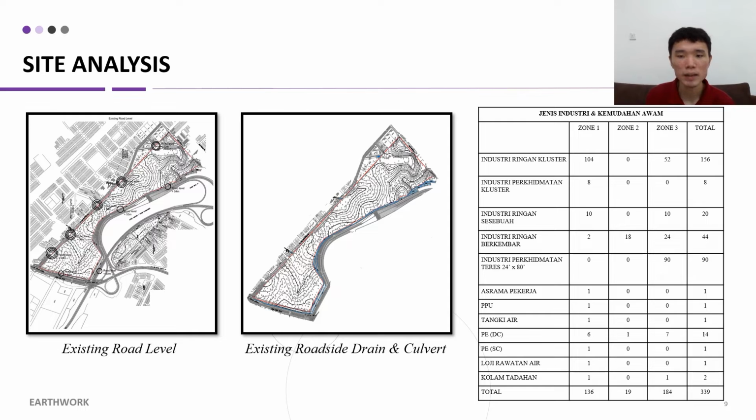There are 1 Asrama Pekerja, PPU, Tangki Air, PE for SC and Logi Rawatan Air. There are 14 PE for DC and 2 kolam tadahan. As for total, the proposed project site have 339 buildings.